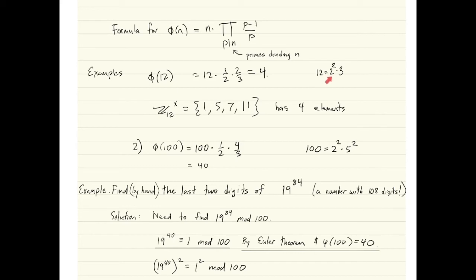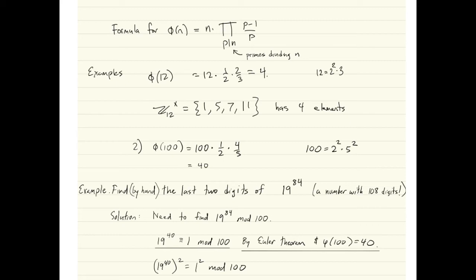So note that even though the prime 2 is repeated in the factorization, I only apply it once. To check, the units mod 12 are these numbers: 1, 5, 7, and 11, and indeed there are only 4 of them, so the formula checks out in that case.